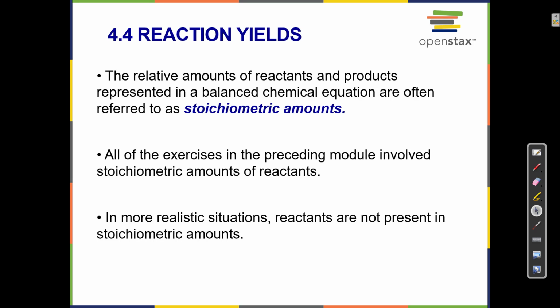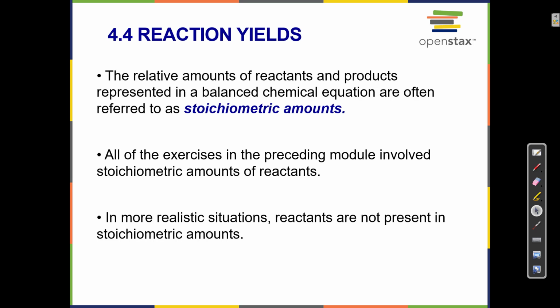Reaction yields. The relative amounts of reactants and products represented in a balanced chemical equation are often referred to as stoichiometric amounts. So that means that when we have exactly balanced amounts of reactants so that they react and there's nothing left over, then we call that a stoichiometric amount.